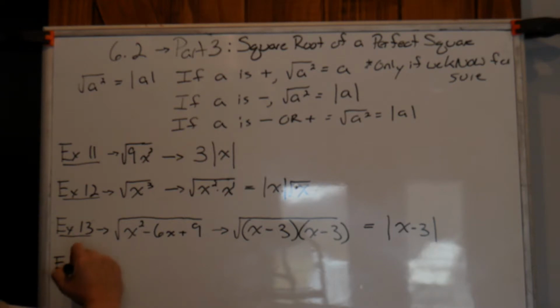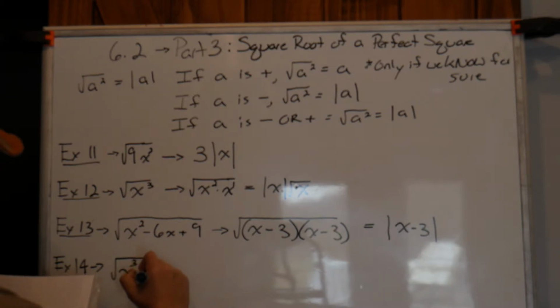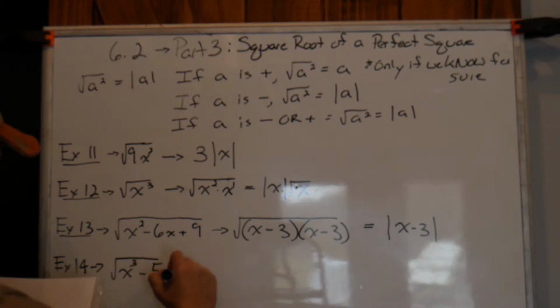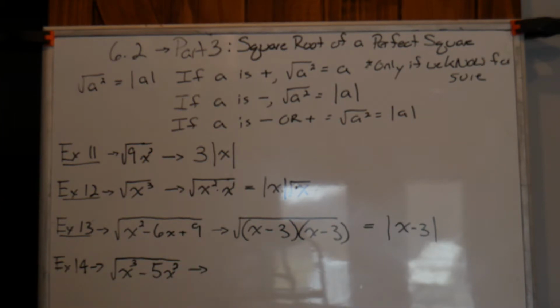Example 14. We'll do a few more. We got time. I got a fully charged battery now, and this is our last portion of this section. Now they say, let's have an x cubed minus 5x squared. So now we've been learning this simple rule. Now we're going back in time to where we have to look for greatest common factor. We have to look for perfect squares, grouping, whatever it takes.